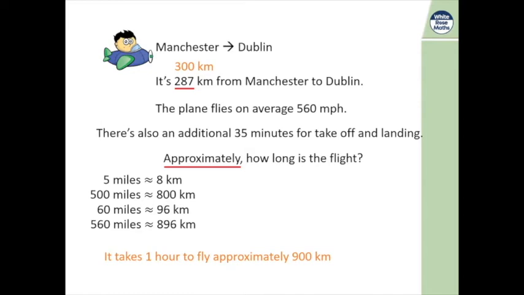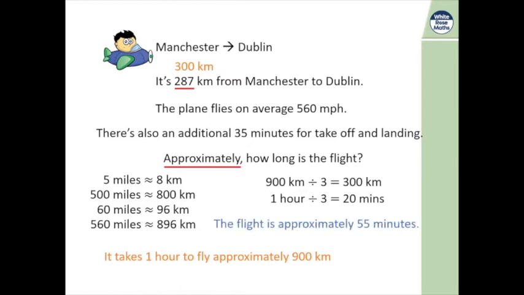I know 900 divided by 3 is 300. So I can do 1 hour divided by 3 to work out it would take 20 minutes to fly to Dublin. But remember, we must add 35 minutes for takeoff and landing. So the total flight time is approximately 55 minutes. Well done if you got that.